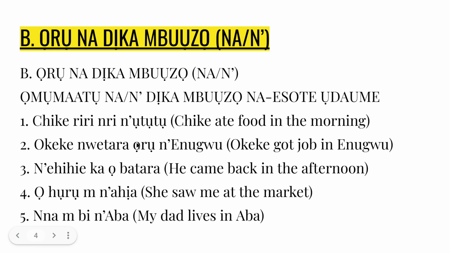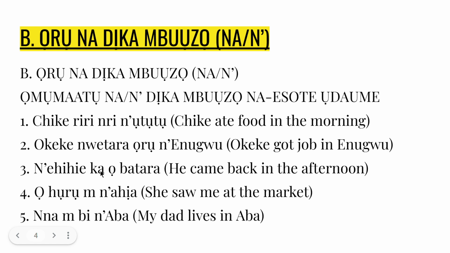Okeke nwetara ọrụ n'Enugu. Okeke got a job in Enugu. Now, Okeke nwetara ọrụ. Okeke got a job. Where did he get the job? He got the job in Enugu. So now, once you say na Enugu, Enugu is the place where he got the job. Immediately you say na, the word is Enugu, and the first letter that starts Enugu is E, and E is a vowel, or daume. That is the reason why we remove this a and replace it with an apostrophe. Are you following?